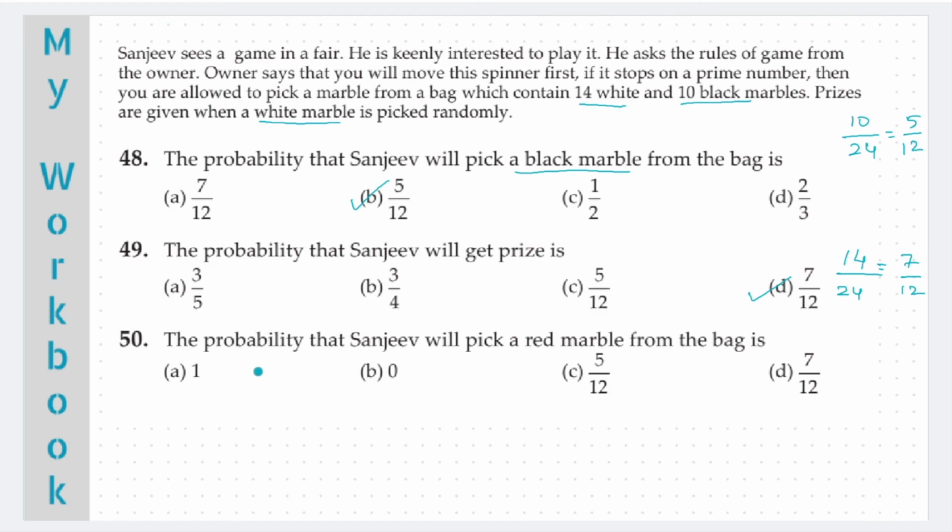Last question. Probability that Sanjeev will pick a red marble from the bag. The bag has only white and black marbles. There is no red marble in it. So it is an impossible event and hence the probability will be 0. So option B, 0 is the correct answer.